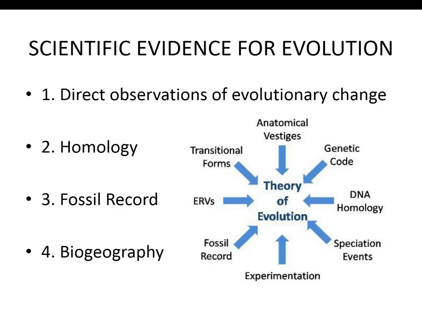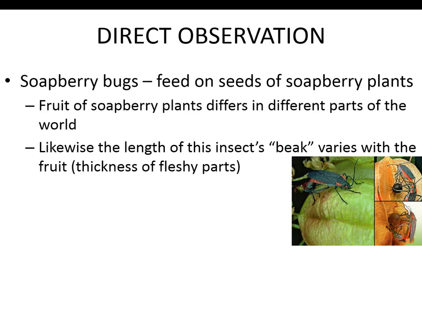So we're going to wrap up this chapter talking about some scientific evidence for evolution, because a lot of people want to say, oh, evolution is just a theory, there's nothing to it, there's no science behind it, and there actually is a great deal of science. And we're only going to be hitting on the surface of a few key points. So we're going to talk about direct observations of evolutionary change, homology, the fossil record, and biogeography, and how those things all support what we know about evolution.